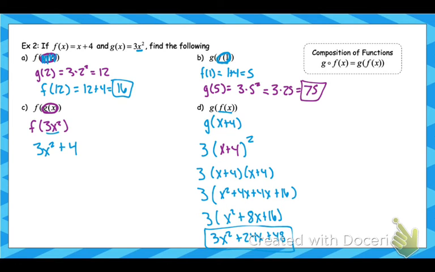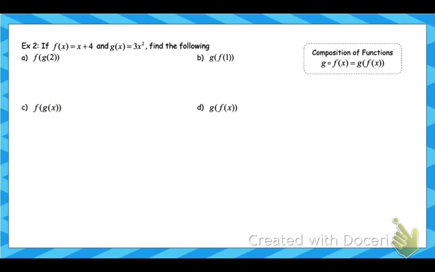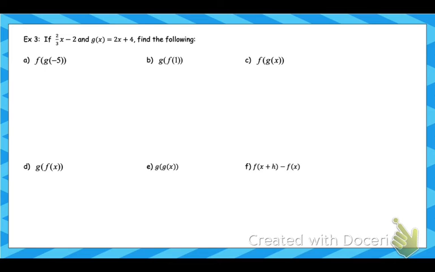All right, so that's composition. So again, you're taking one function and putting it inside another function. So this last one is the same thing we've been doing with just the same notation you guys have been seeing, just some new examples. So if you feel comfortable, pause the video, try these ones on your own.